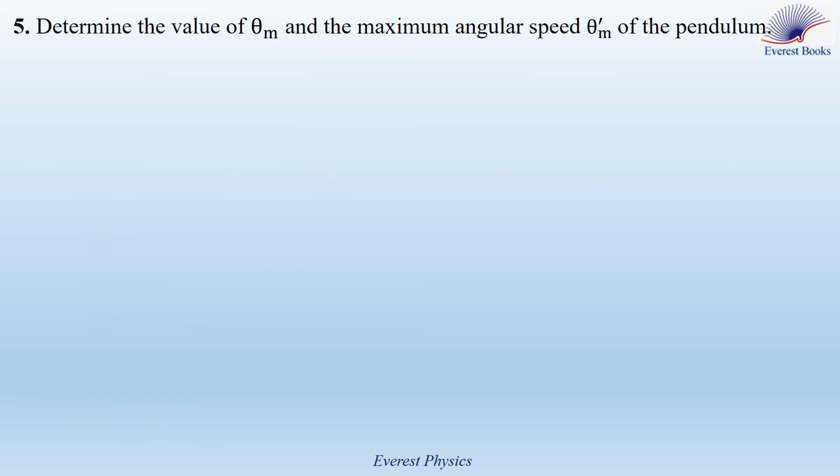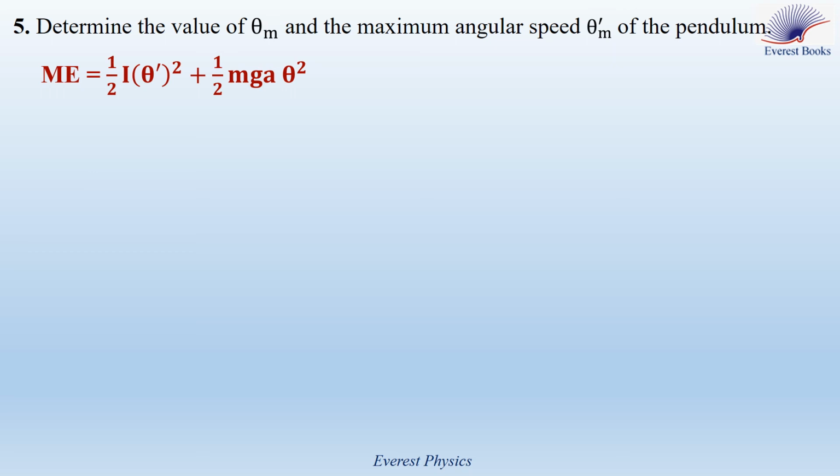Now, let's move to part 5. Determine the value of the maximum angular abscissa theta m and the maximum angular speed theta m prime of the pendulum. We will start by calculating the value of the constant mechanical energy of the system pendulum Earth. In part 3, we determined the expression of the mechanical energy, which is 1/2 I theta prime squared plus 1/2 mga theta squared.